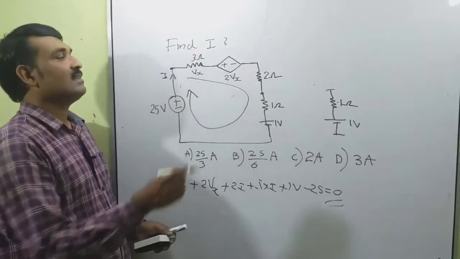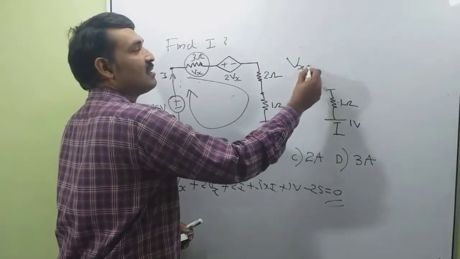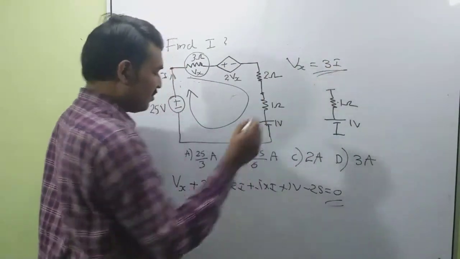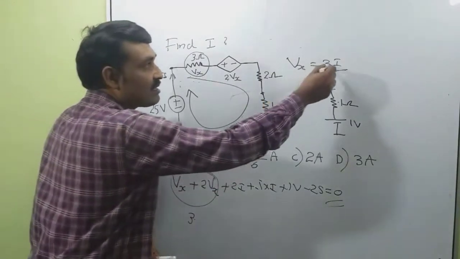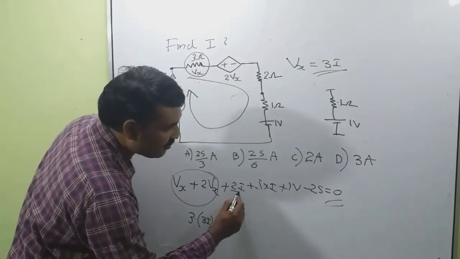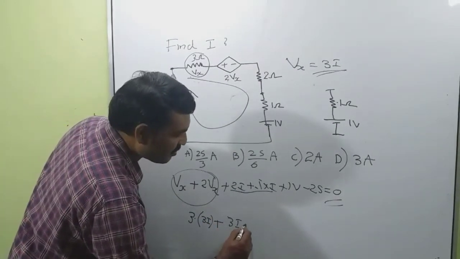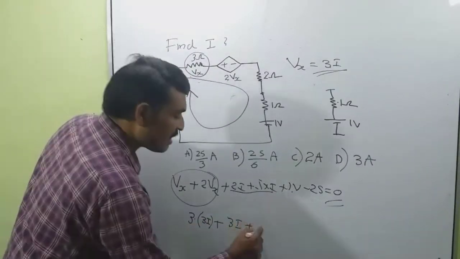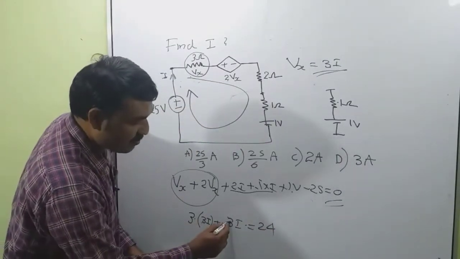Now what is Vx? Vx is the voltage across this 3 ohm resistance. So we can write Vx is equal to 3 into this current I, 3I. Okay, so this becomes 3Vx. 3Vx means 3 into 3I, plus 2I plus I, that is 3I. So plus 3I plus 1 minus 25, that is equal to minus 24. That can be taken to the RHS. So this is equal to 24. So 3 into 3, 9. 9 plus 3, 12.